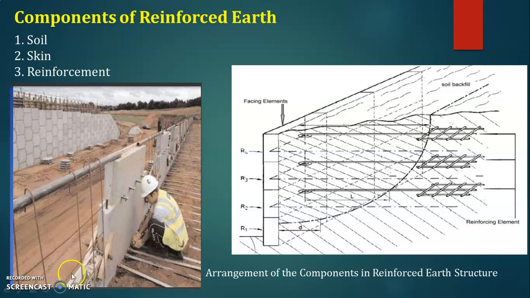You can see here, this is a reinforced earth, meaning soil is reinforced here. The arrangement of the components in reinforced earth structures: these are the facing elements, this is the soil backfill, and this is the reinforcing elements.